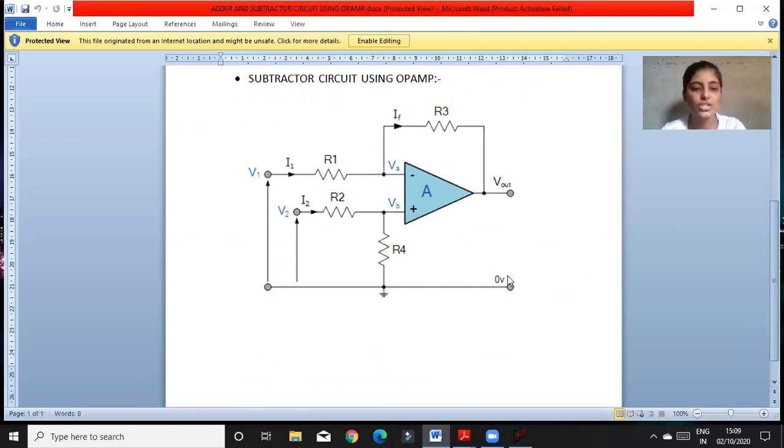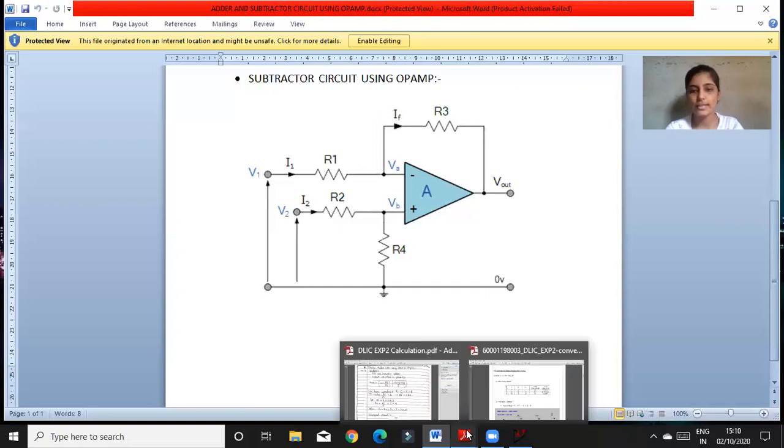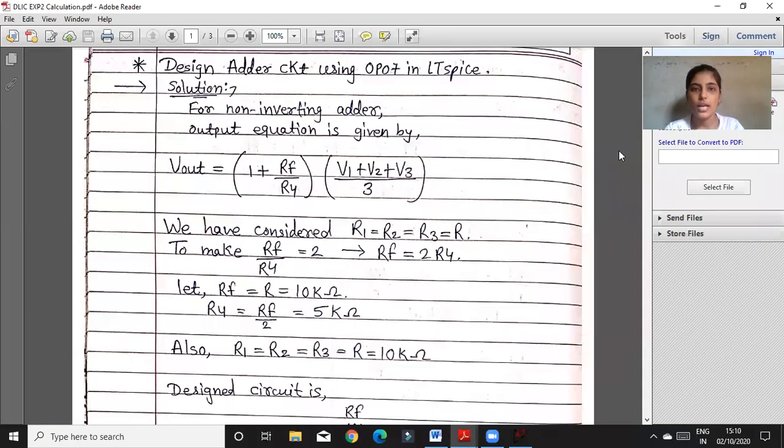Then the output expression will simply be Vout is equal to V2 minus V1. The differential amplifier circuit is very useful for op-amp circuits, and by adding more circuits in parallel with the inputs of the resistors R1 and R3, the resultant circuit can be made to either add or subtract the voltages applied to their respective inputs. So this is my subtractor circuit. Now I'm showing the calculations of the adder circuit.